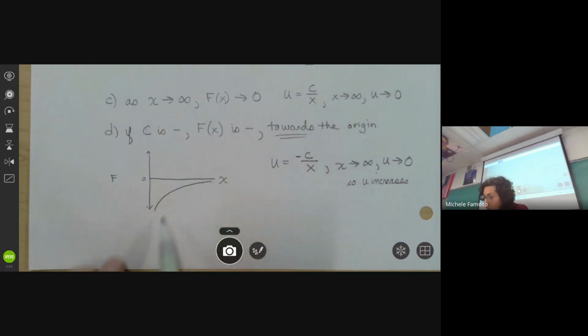Because you're going up on the graph. Okay. Yep, Matt. I don't understand. What does it mean going towards the origin?